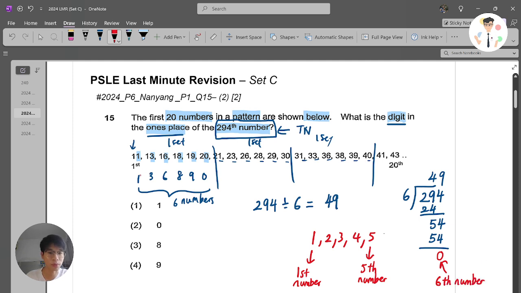So which one is the sixth number? 1, 2, 3, 4, 5, 6. This is our sixth number. So the answer is 0, which is option number 2.